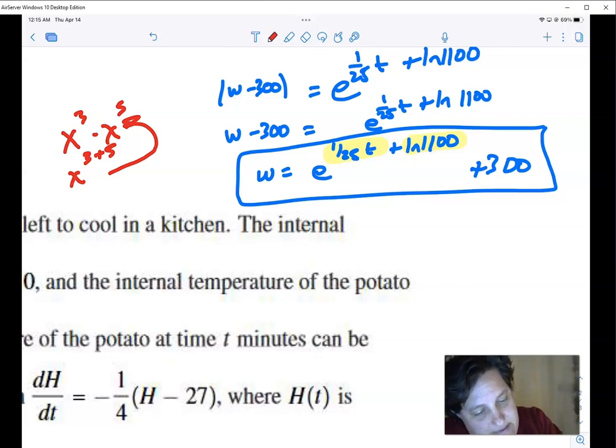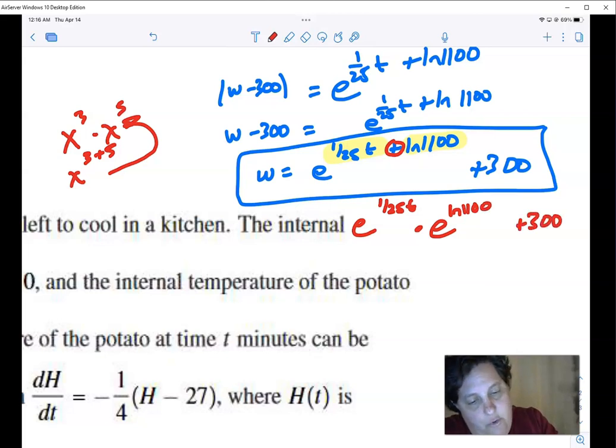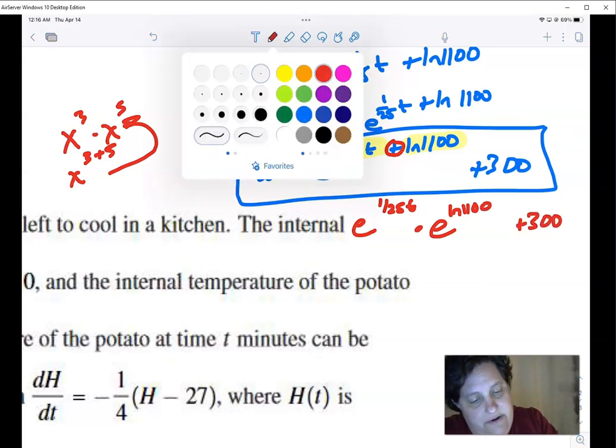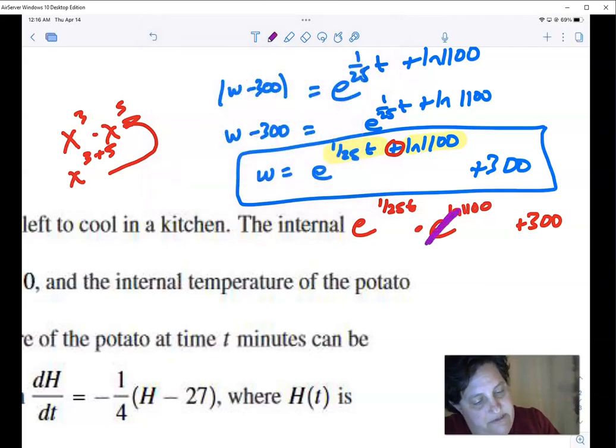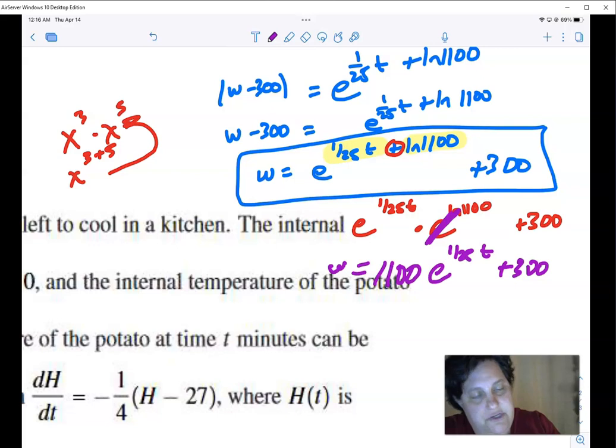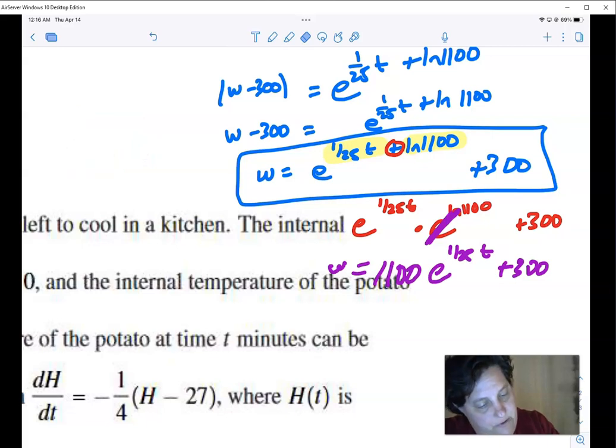So e to that plus that is actually e to the 1 over 25t times e to the ln of 1100. But then, cool, what's e to the ln of 1100? Boop, boop. That's just 1100. And then they just put the 1100 out there, plus 300, and they got that for w, okay? Do you have to do that? No. But as long as you get the equation, you're chilling. Okay?